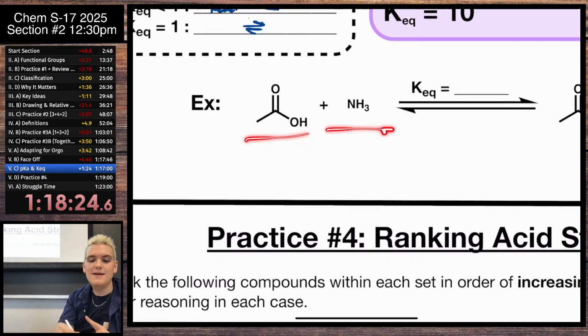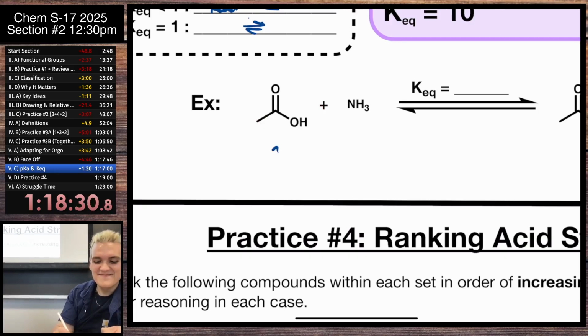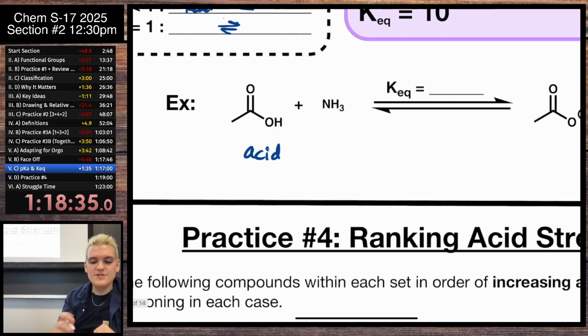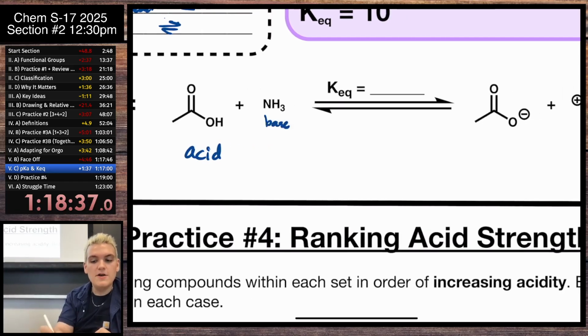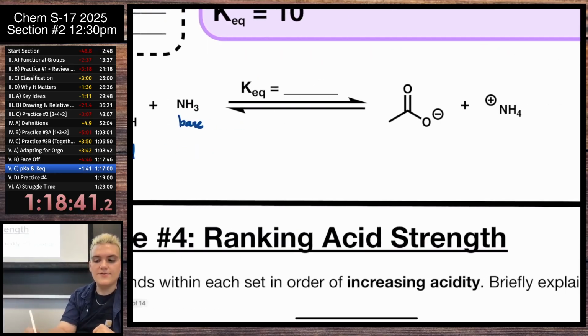How about this? What's the name of this functional group? So what do you think the acid is? So this is our acid, which means this is our base. And we know bases have conjugate acids. So our acid on the other side is the NH4.